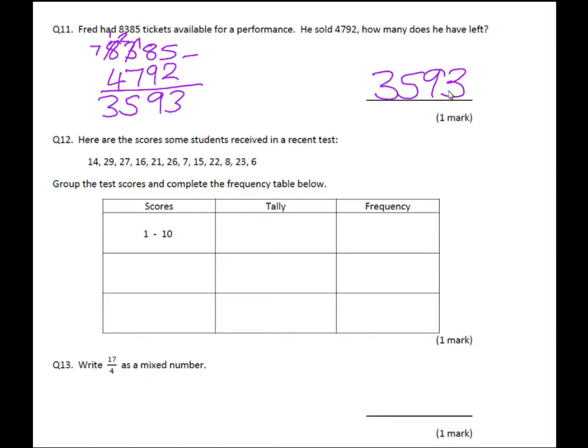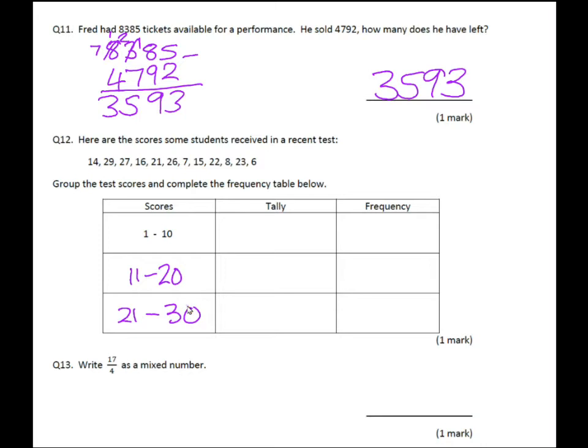Question 12. Here are the scores some students received in a recent test. Group the test scores and complete the frequency table below. So we've got a grouped frequency table. So we've got 1 to 10. So we can have 11 to 20 and 21 to 30 as our scores.